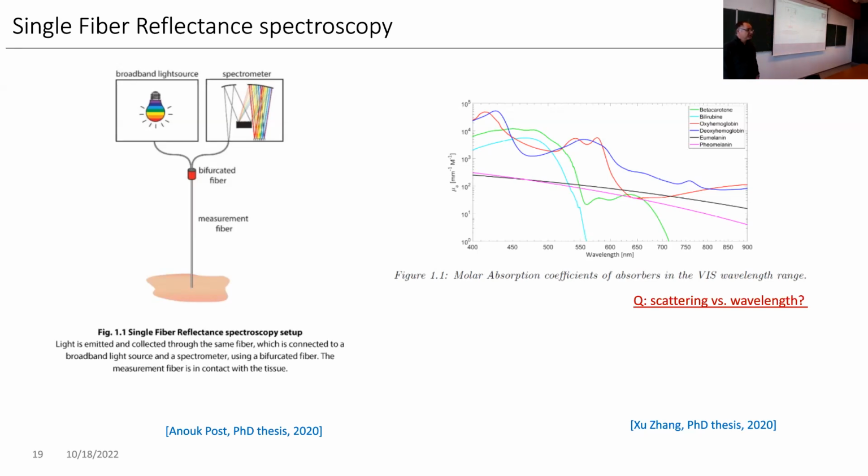What's the general trend of scattering with wavelength? The longer the wavelength, the less the scattering. Yeah, so it's a decreasing function of wavelength in the visible range. It's just a decreasing function.